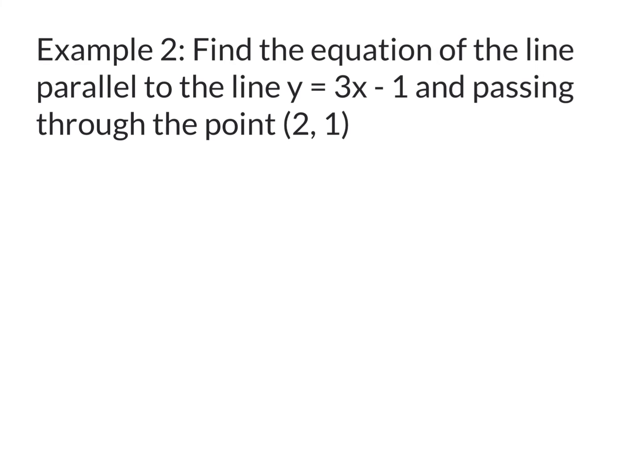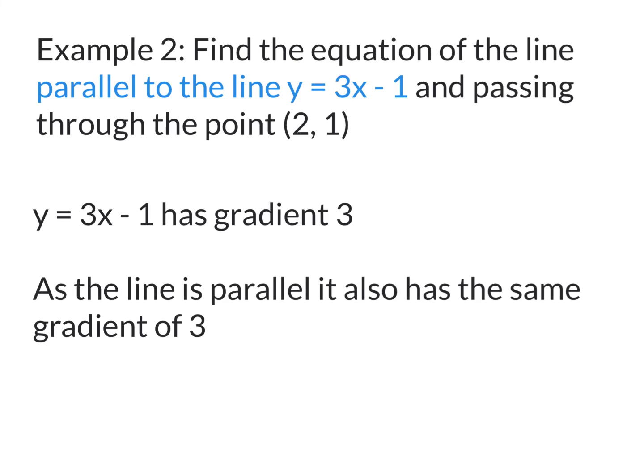Second example, we're going to find the equation of the line that's parallel to y equals 3x minus 1 and passes through the point 2, 1. So the first thing we've got to focus on is the section that says parallel to the line y equals 3x minus 1. So y equals 3x minus 1 has the gradient 3 because the coefficient of x is 3. As the line is parallel, it also has the same gradient of 3.